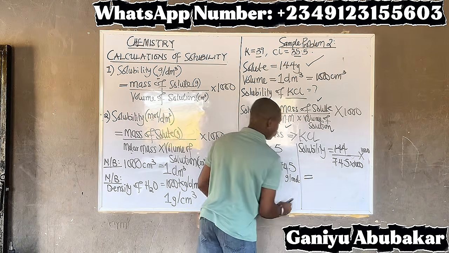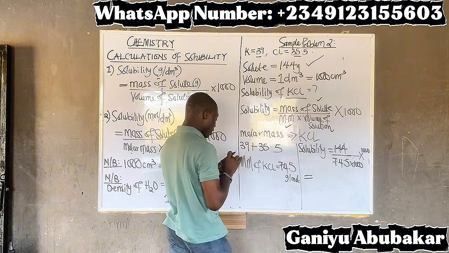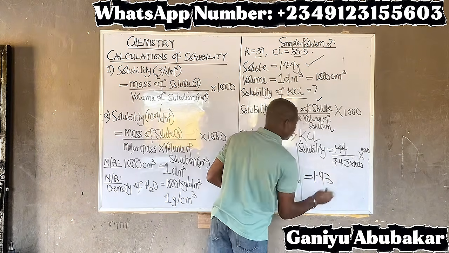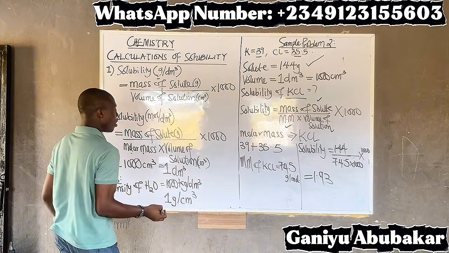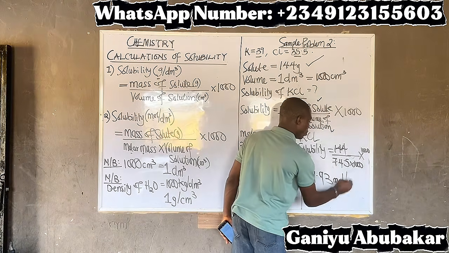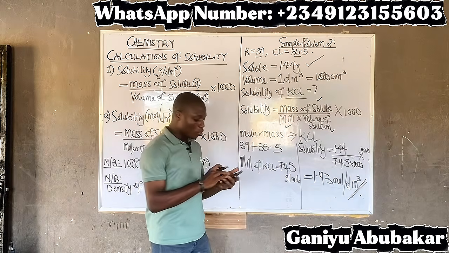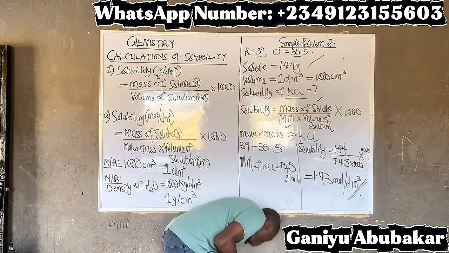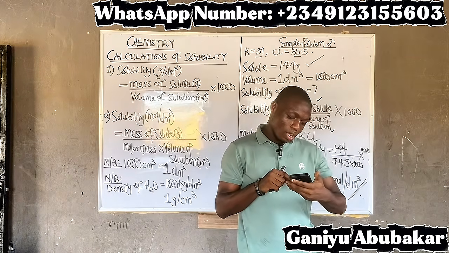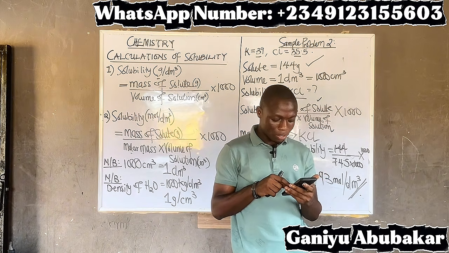So my solubility here, if I put it in the calculator, will be given as 1.933. What's my unit? I used this formula, right? So mole per dm cube. That gives you mole per dm cube. This is how you solve this question when it comes to the idea of solubility. All right. That's how you solve problems when it comes to solubility, right?